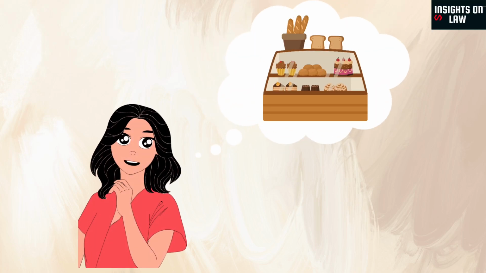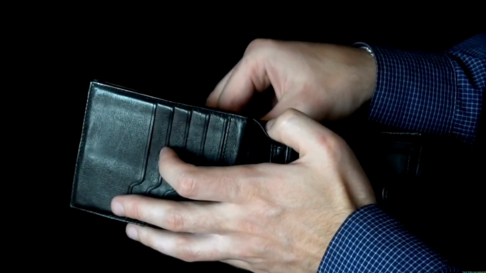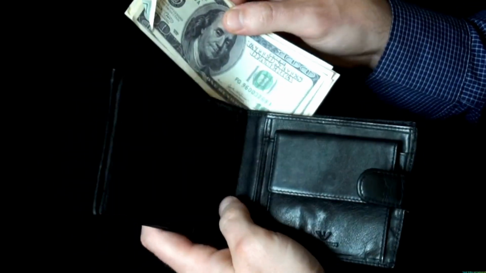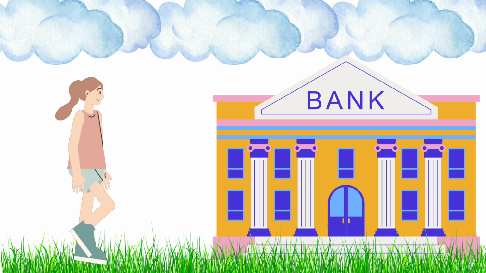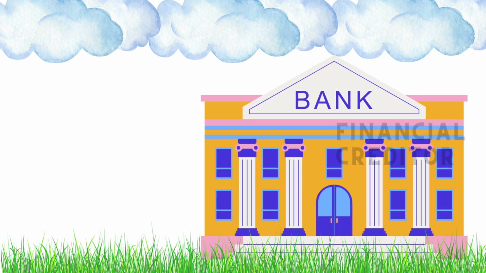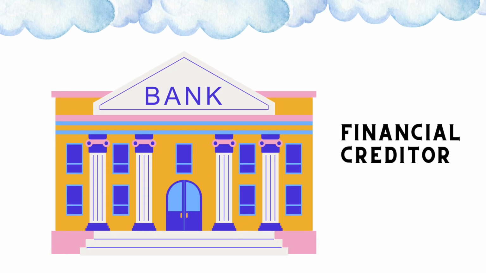Sarah had a dream of opening her own bakery, but she needed financial support to turn her dream into reality. She approached her local bank, which agreed to provide her with a loan to start her bakery. The bank becomes a financial creditor in this scenario.